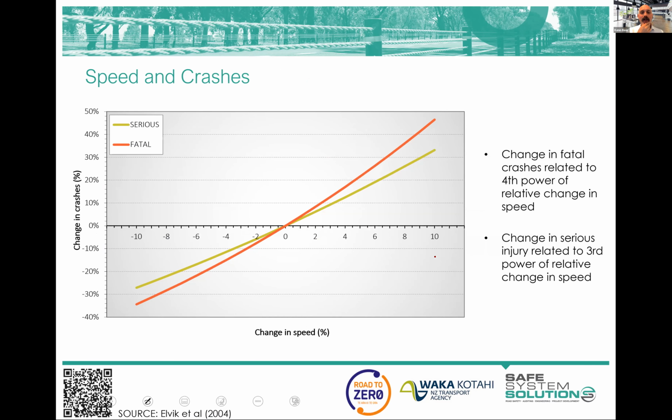And in fact, what we know is when you look at it from a fatal or a serious injury perspective, it's a power relationship. It's a fourth power relationship for fatal and a third power relationship for serious injury. You're not somebody who loves their maths and power relationships. It's basically saying small changes in speed have big changes in fatal crash chances, big changes in serious injury, a little bit smaller than fatality, and actually it's a second power relationship for all other injuries.